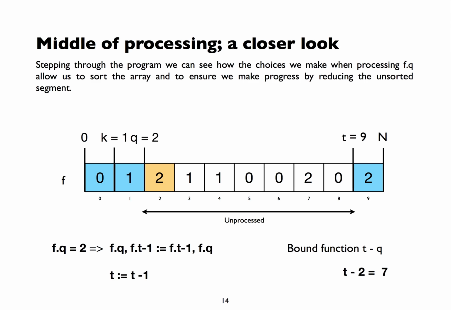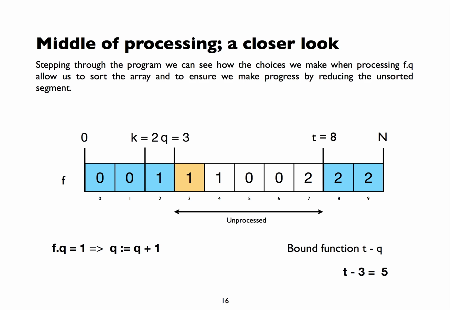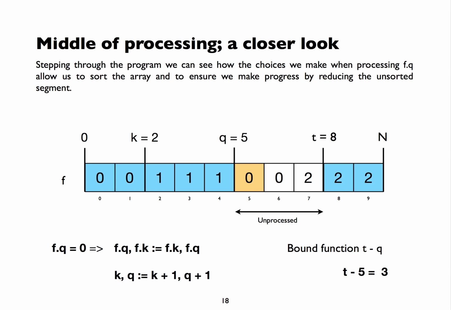The next one is a 2. So again, we need to swap and decrement t. We now have a 0 at f.q. So again, we need to swap and increment both k and q. We have a 1 now, so we just increment q. Another 1, so it's just a simple increment q again.